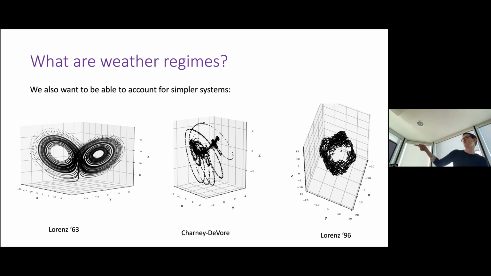So we have on the left, the Lorenz 63. This is a model that was in some sense the first model that really convinced people that this notion of weather regime is a sensible notion.